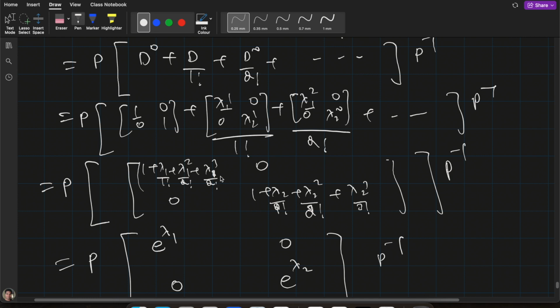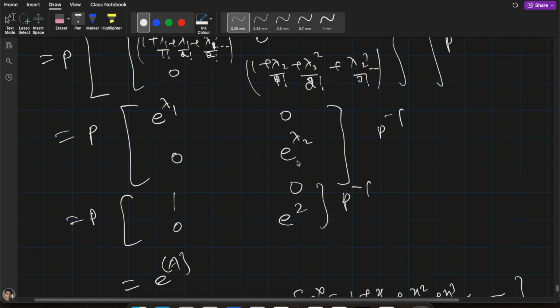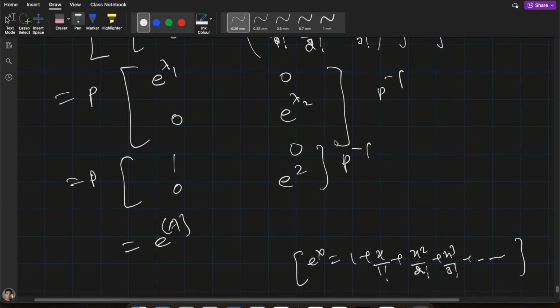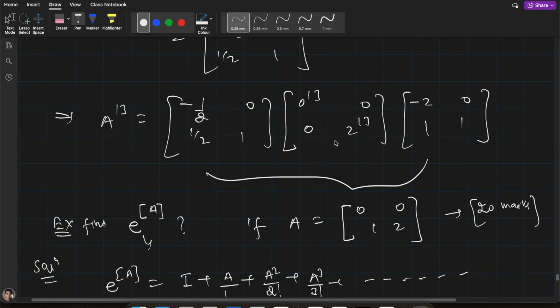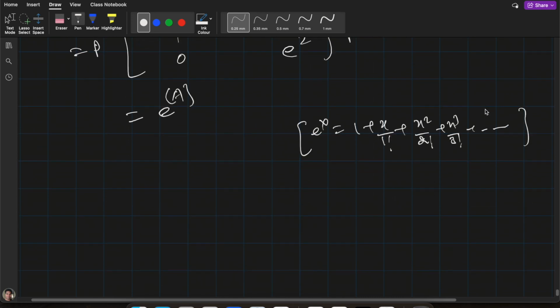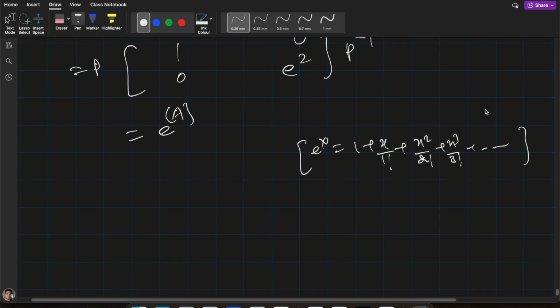Yes. Okay, sir. And it is nothing but e raised to the power lambda 1, e raised to the power lambda 2. And you can see that lambda 1 is 0, so that will be 1. And what is the lambda 2? 2, so that is e squared. Just take P and P inverse, whatever I got earlier. This was the P and this was P inverse. Just substitute that. You will get e raised to the power A.